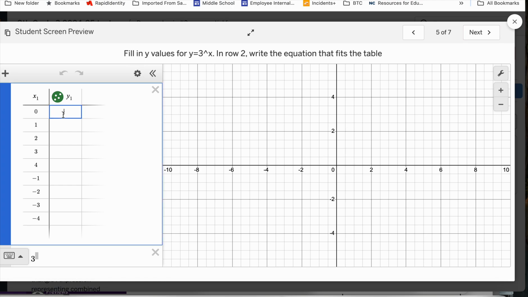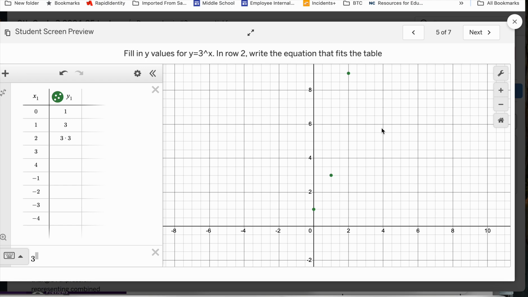So, well, 3 to the 0 power is 1. 3 to the first power is 3. 3 to the second power is 3 times 3. I just write that in. Let's see if it'll let me do that. 3 times 3. Yeah, let me do that. Did it? Yeah, and you might say, where is it? Well, there it is, all the way up there.